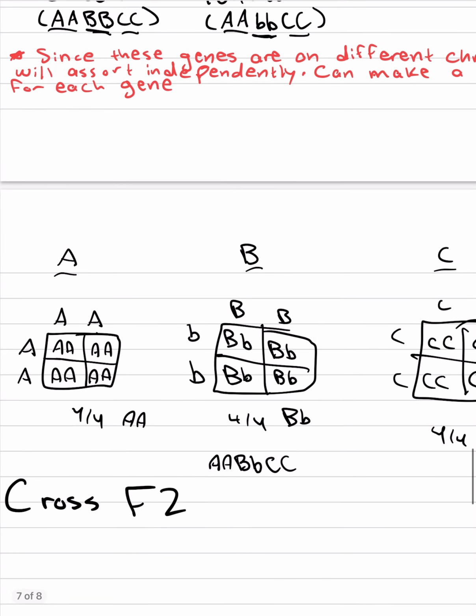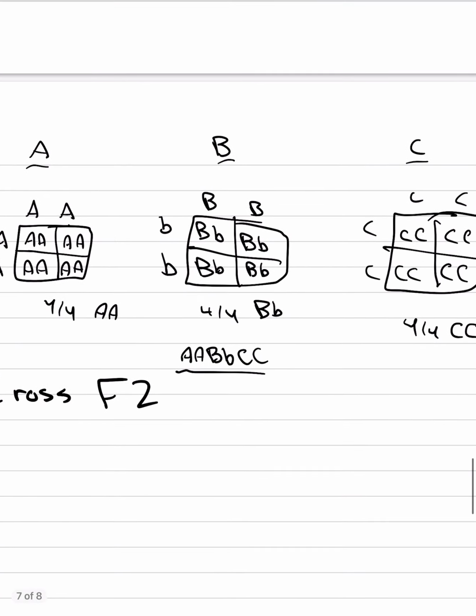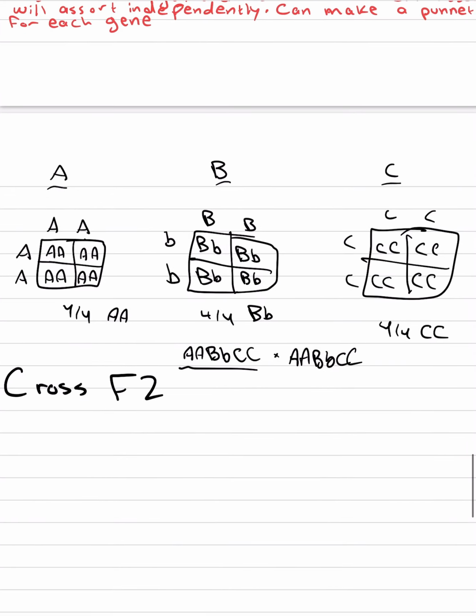Now what we're going to do is cross the F1 genotypes to produce the F2 genotypes. So we're going to cross this individual with another individual from the progeny, which is going to have the same genotype. So cross that with big A, big B, little b, big C, and we're going to perform the same exact thing we did for portion 1 of the problem, in which we're going to make Punnett squares for each of the genes, and then solve them out.